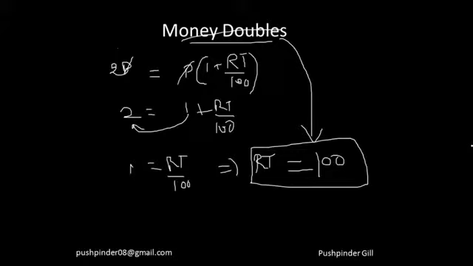Now you would be asking yourself, oh my god, how many such things do I have to remember? Believe me, I always teach universal concepts. Let's suppose money triples, it becomes 3 times itself. There will be a 3 here, this would cancel, and then R into T would be 200. If money becomes 4 times, R into T would be 300. 5 times, R into T is 400. N times, R into T is N minus 1 into 100.